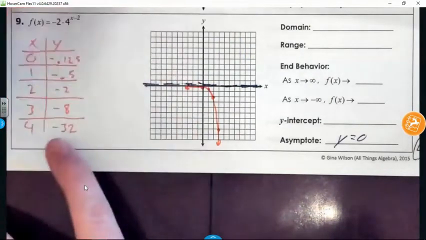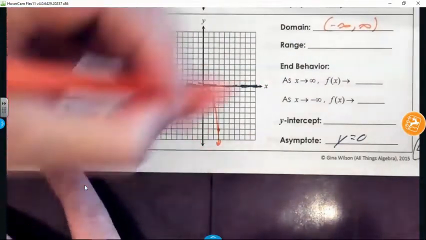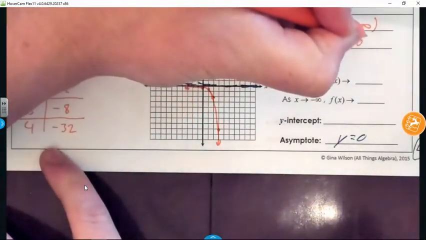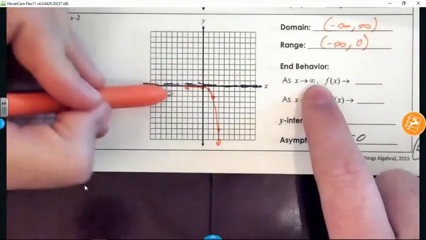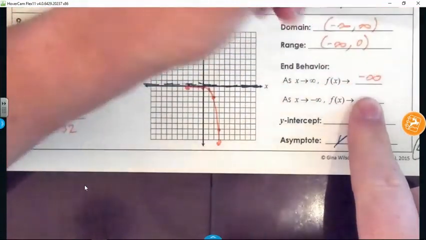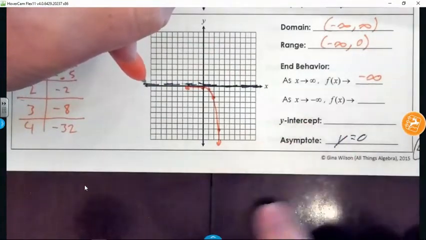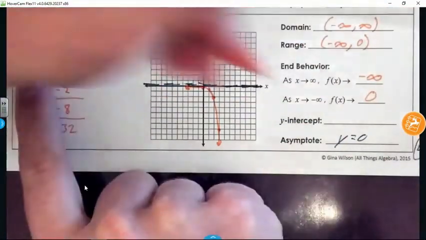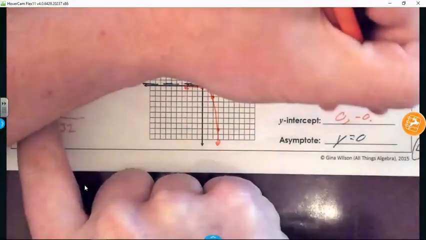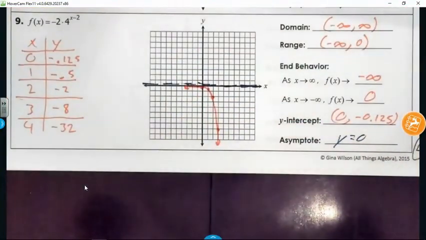Domain, no matter if it opens up or down, it's still going to be negative infinity to positive infinity. My range is going to go from negative infinity, because it's arrowing down, all the way up to my asymptote, which is 0. As x approaches infinity, the graph goes downward, so I'm going to say it approaches negative infinity for the minimum value. When x approaches negative infinity, in this direction, then I'm approaching 0. The y-intercept, 0, comma, negative 0.125. And they're coordinate points, so make sure that you write them as such. That takes care of the 2 questions.